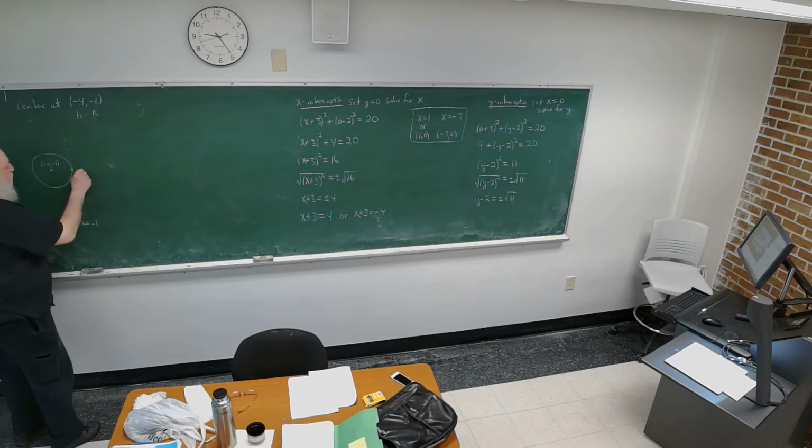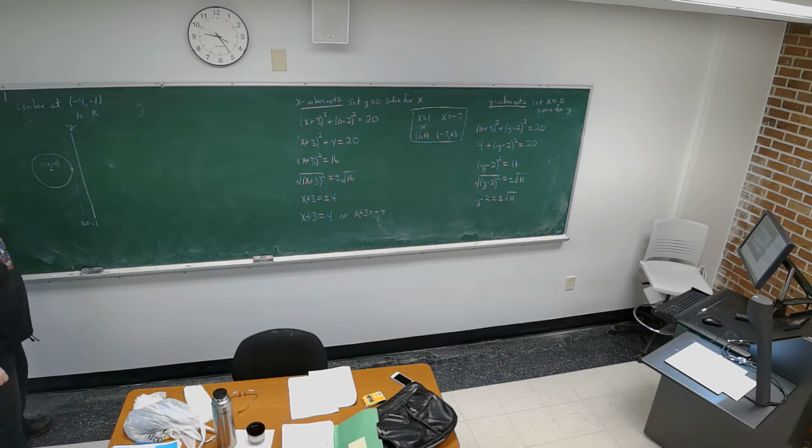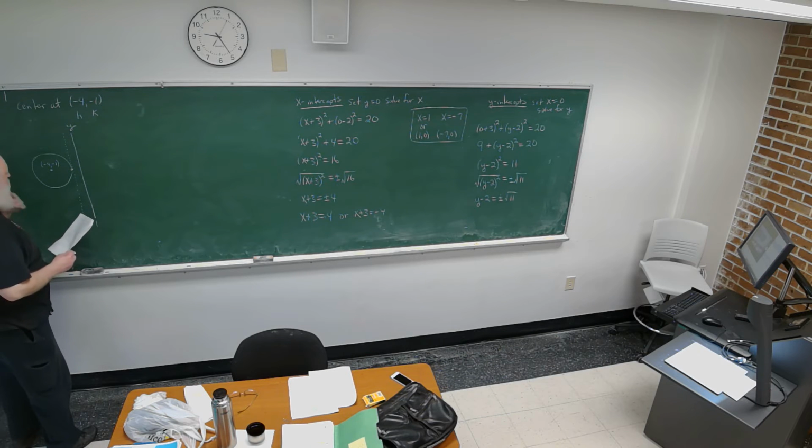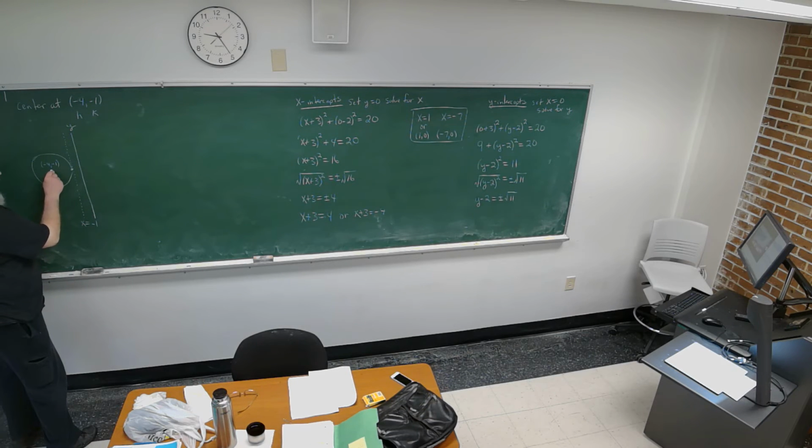And then 1 unit over is the y-axis. Here's the y-axis. So this is like the point, here's x equals minus 1. So this has to be the point minus 1, minus 1. So to get to this point, you've got to go 4 units to the left of the origin and then down 1 unit. So that means the x-axis is directly above.